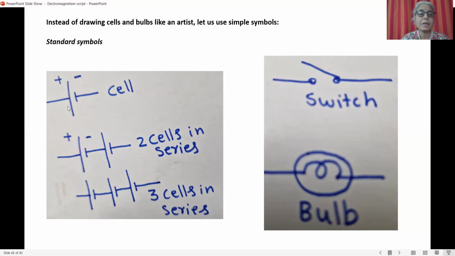Here we have the symbol for a cell. We do not need these plus and minus signs anymore. These two vertical lines together represent a cell. The longer of them is the positive terminal, the shorter line is the negative terminal, and the other lines are the connecting wires. I have here two cells in series, three cells in series, using standard symbols. This is how we show a switch, and a symbol for a bulb.